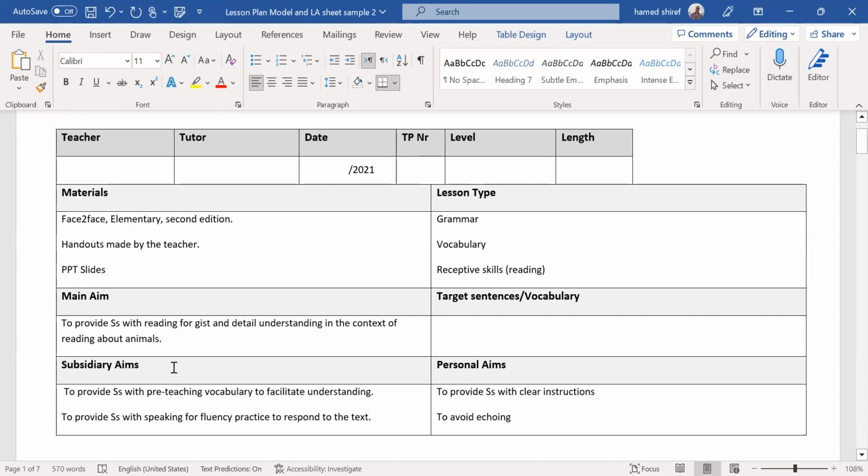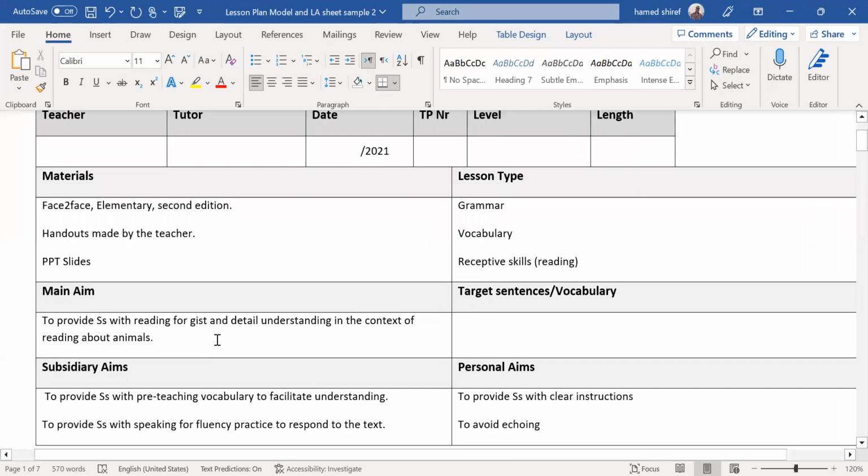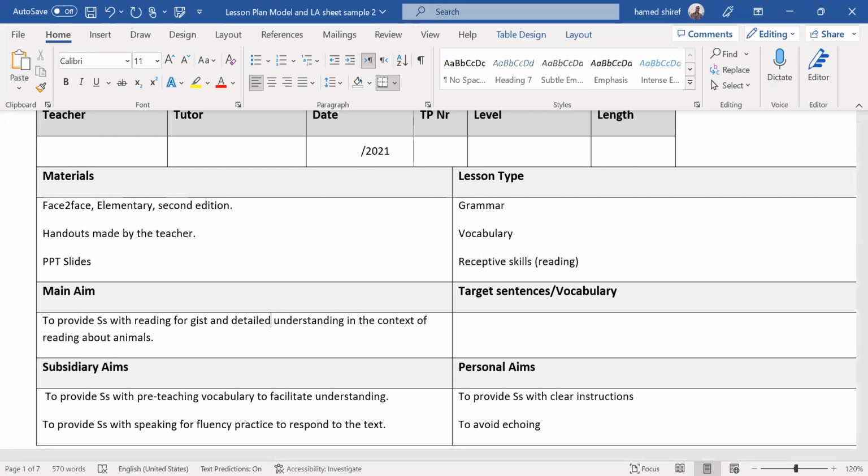Now, let's say, for example, you're teaching a reading lesson, reading sub skills. So your main aim might be to provide students with reading for gist and detailed understanding, in the context of reading about animals. So it depends on the topic of the reading or listening. Okay. So this is how you put the main aims.